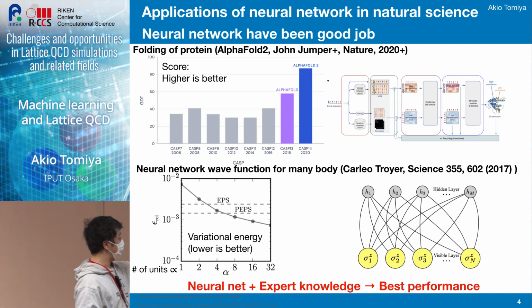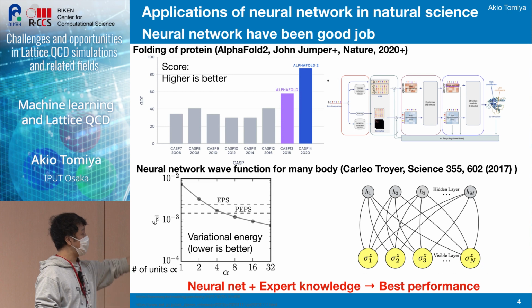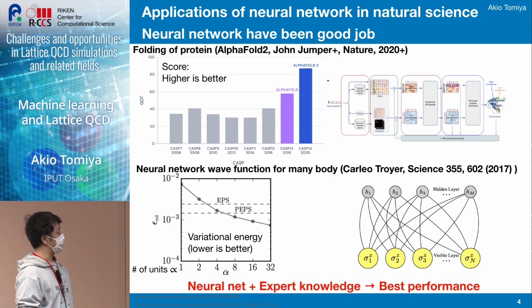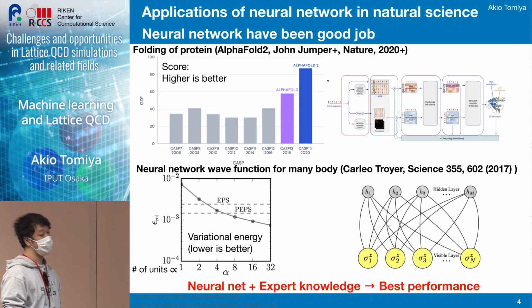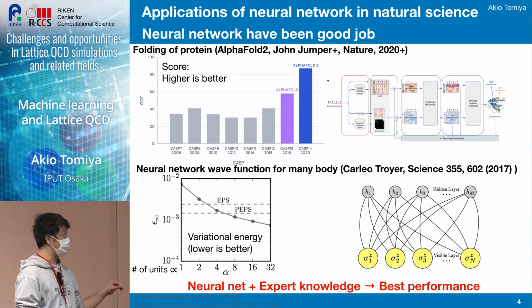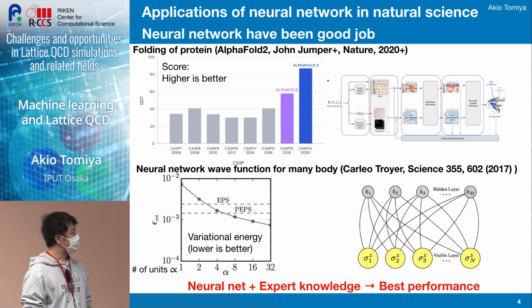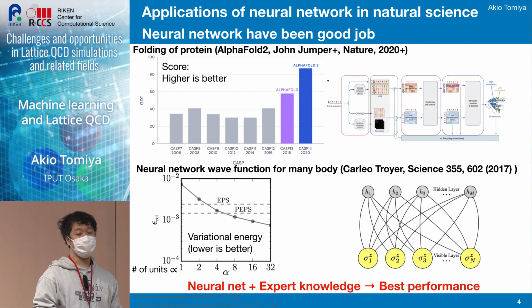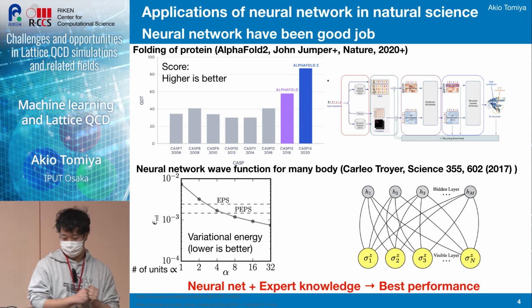And the panel on the bottom is the quality of the wave function for a many-body system. EPS and PEPS are network methods based on the tensor network. And that solid line indicates the quality, actually the variational energy, of the neural network wave function. And it achieved the highest score. So that means we should use neural networks, combining them with expert knowledge, and then we can go to the next stage.